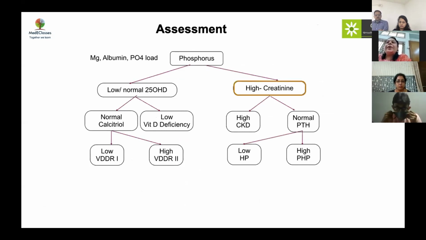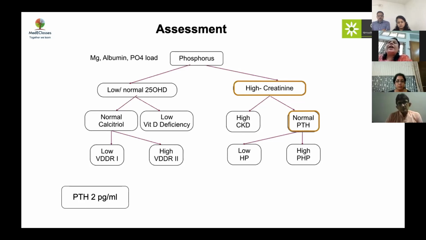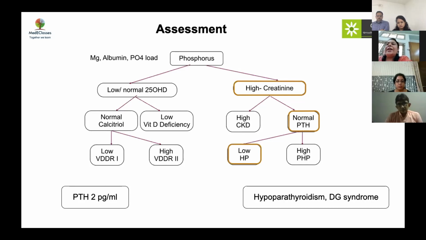So it definitely makes us think about hypoparathyroidism. But since the child is a 1-week-old boy, we must look for cardiac defects also, because it may be a part of DiGeorge syndrome. So in this case, we did a parathormone level. It turned out to be low, that is 2 picogram per ml. With low calcium and high phosphorus with low PTH in a neonate, we must think of neonatal hypoparathyroidism, and we must screen for cardiac defects for DiGeorge syndrome.